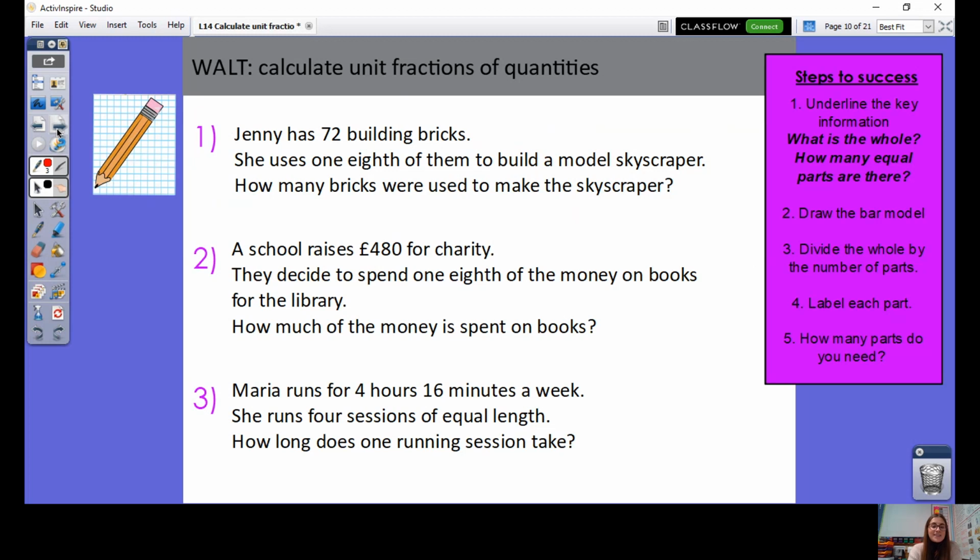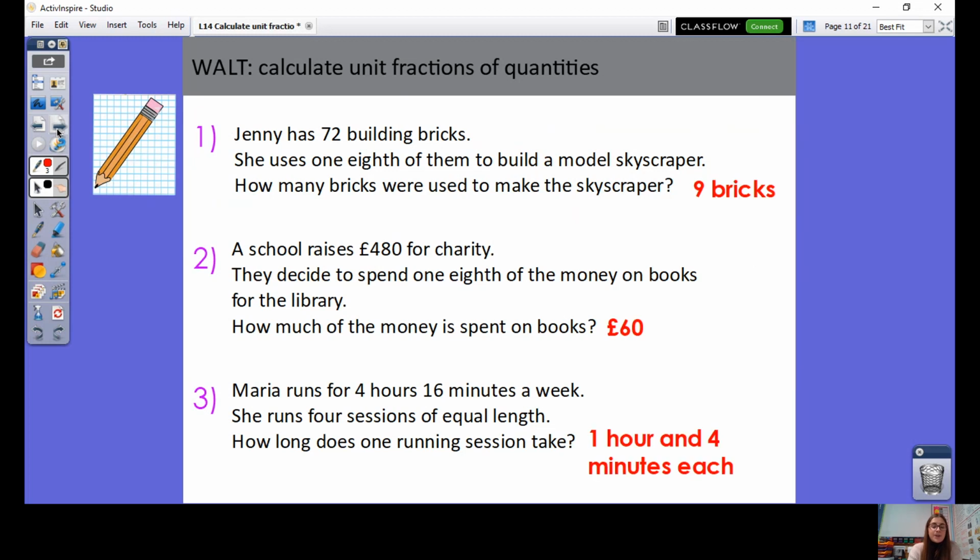Okay, welcome back. Let's have a look at the answers. So question number 1 was 9 bricks. Jenny was finding 1/8 of 72. 72 divided by 8 is 9. Question 2. The school was finding 1/8 of 480. 480 divided by 8 is 60.